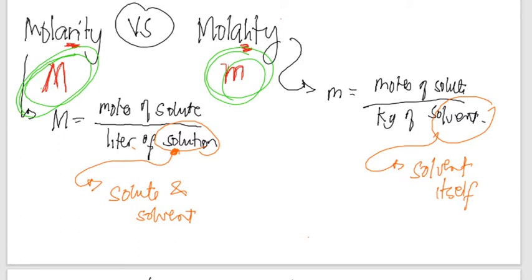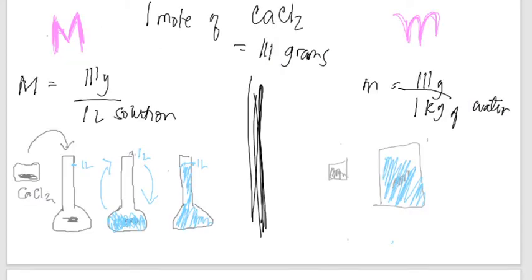Now, for example, given 1 mole of calcium chloride, which is 111 grams. In process 1, for molarity, you weigh the calcium chloride, put it in a volumetric flask, dissolve it with a little water, about half a liter, 300 or 200 ml of water, then fill it up to 1 liter.